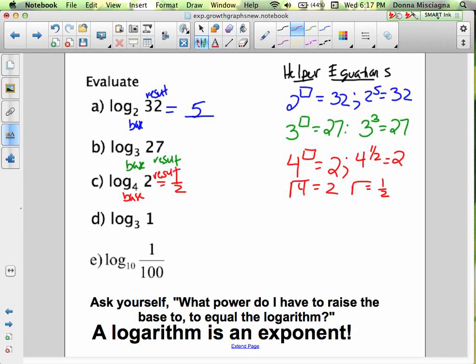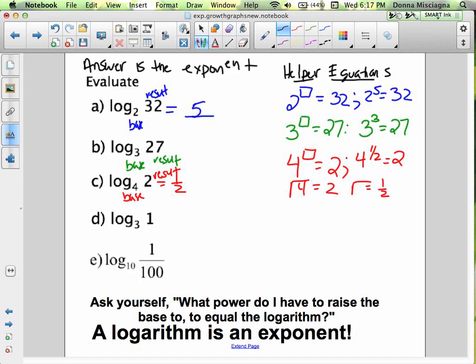This is our base and this is our result, and our answer is going to be an exponent. So on all of these, the answer is the exponent. You might want to write this to help you out. Actually, all of this will probably help you out.